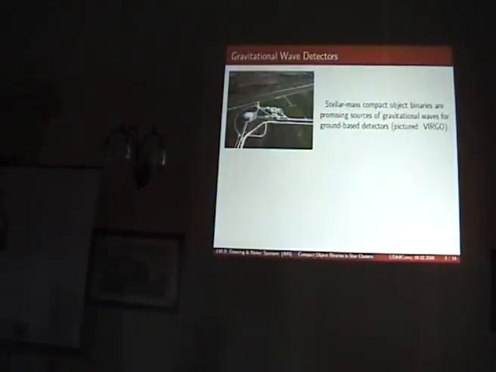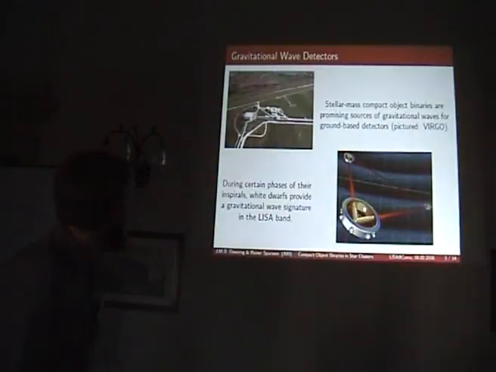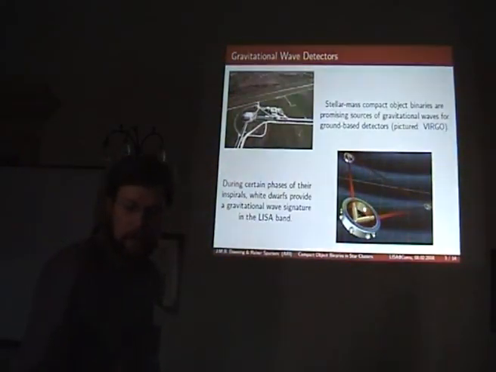So basically, the stellar mass compact object binaries that I'm studying are really promising sources of gravitational waves for the ground-based detectors, such as Virgo here, or LIGO and advanced LIGO. However, as we've heard, at least as a noise source, during certain phases of their inspirals, white dwarf binaries in star clusters at least provide a gravitational wave signature in the LISA band, even if most people just consider it an annoying source of noise. But modeling it and modeling some of the components of it is probably still interesting from a LISA perspective.